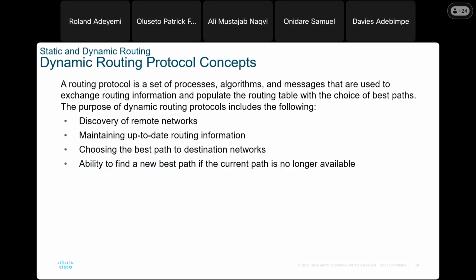So dynamic routing protocol concept, what do they really do? They use algorithms to decide on where the message will go. A routing protocol is a set of processes, algorithms, and messages that are used to exchange routing information and populate the routing table with the choice of best paths. The purpose of dynamic routing protocols includes the following: discovery of remote networks, maintaining up-to-date routing information, choosing the best path to destination network, and ability to find a new best path if the current path is no longer available.